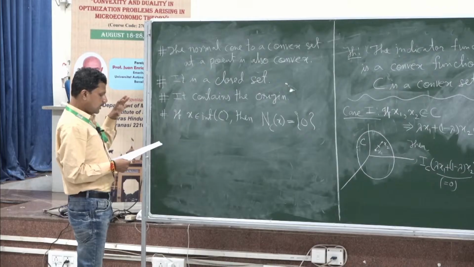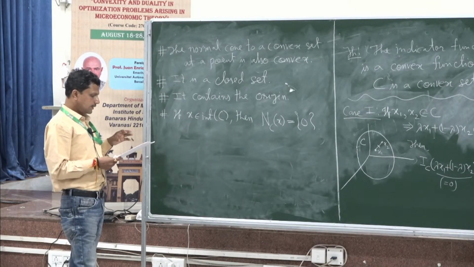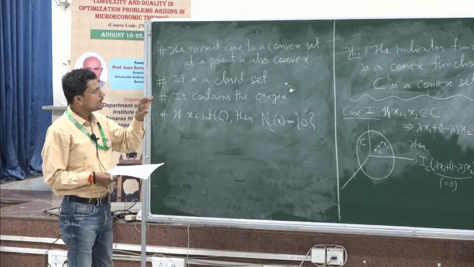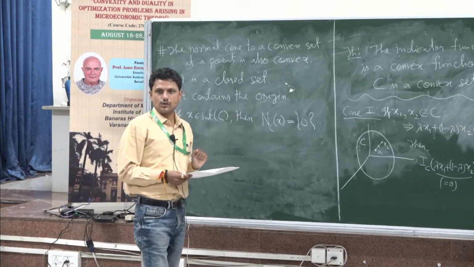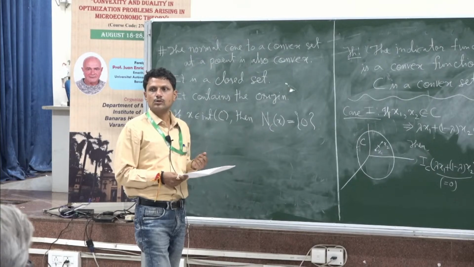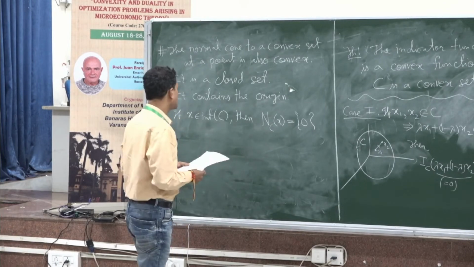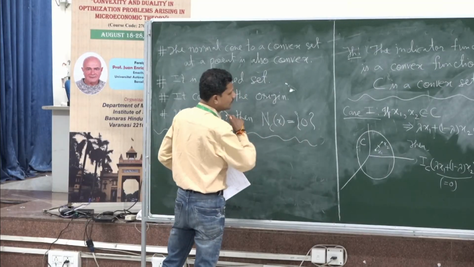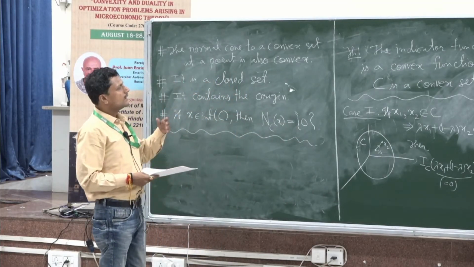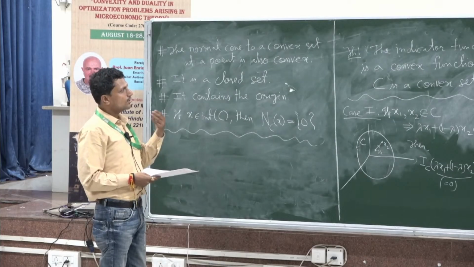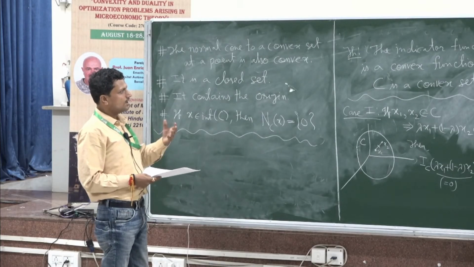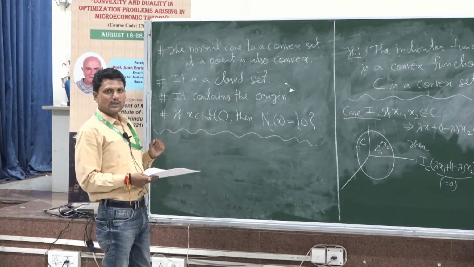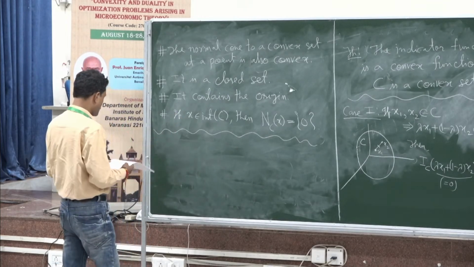Now we want to find the subdifferential of this indicator function, because it will be used for the optimality condition. We have seen that this indicator function is a convex function when the set C is a convex set. So now we can find the subdifferential of the indicator function.